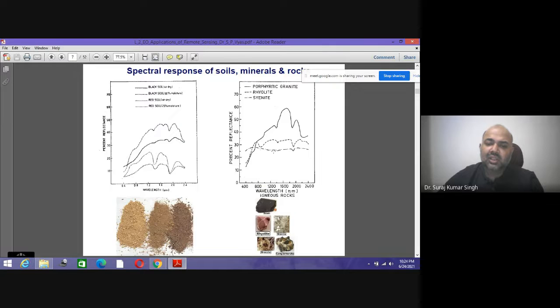On the right-hand side you can see various kinds of rock types like granite, rhyolite, and syenite. Each and every rock type behaves differently in different spectral bands, and we'll be recording those spectral signatures to identify those rock types, and finally we'll be going into the field and verifying the data sets.